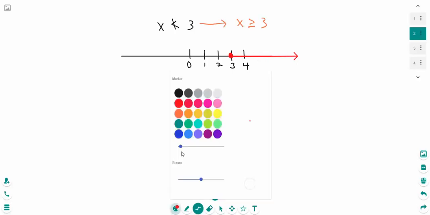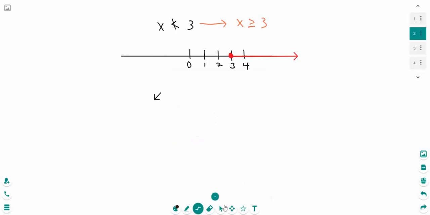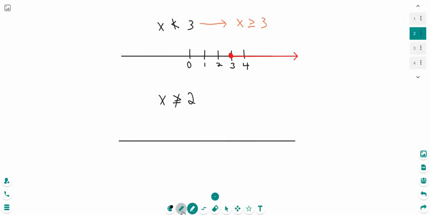Let's try another one. Let's go with x is not greater or equal to a 2. All right, so once again, we draw our number line, and we'll put maybe a 0 here, a 1 here, a 2 here, and then over here we'll throw a couple negatives, -1, -2, -3, and so forth. All right, so x is not greater or equal to a 2.